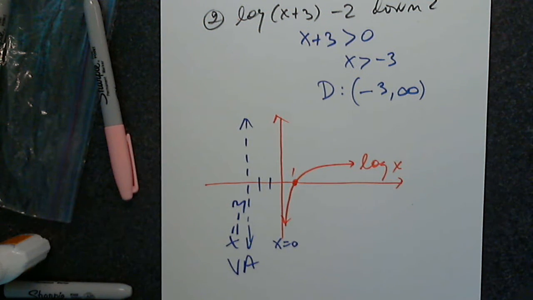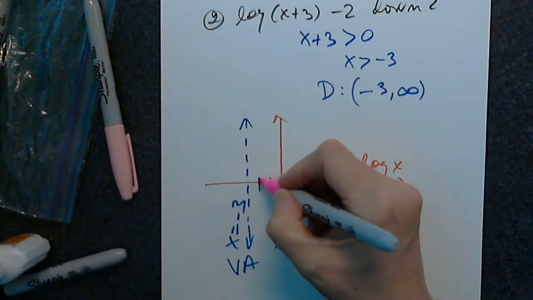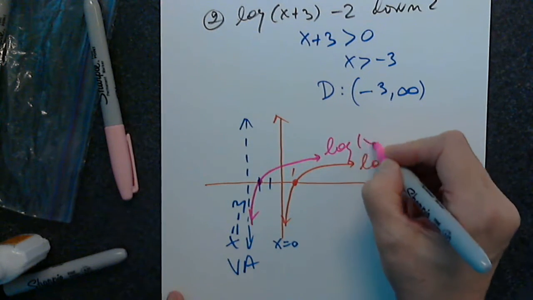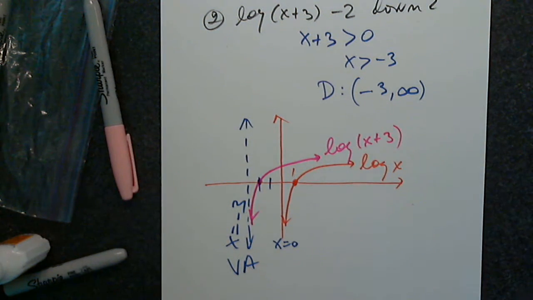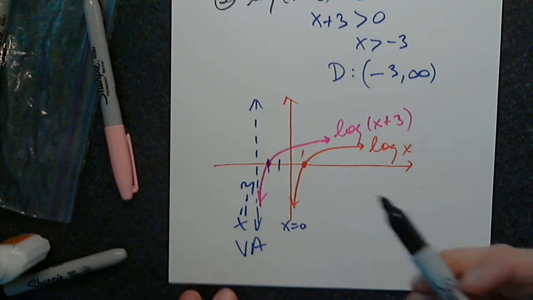So please now tell me, where does this point move? When we shift the graph 3 units to the left, where does this point move? To which point? Negative 2. Very good. Right here. Excellent. So this is log of x plus 3. Great job. Now, final transformation. You told me that this graph has to be shifted where? 3 left, 2 down. Very good.